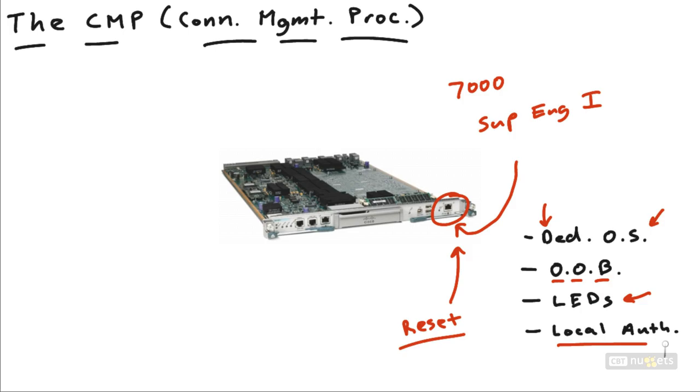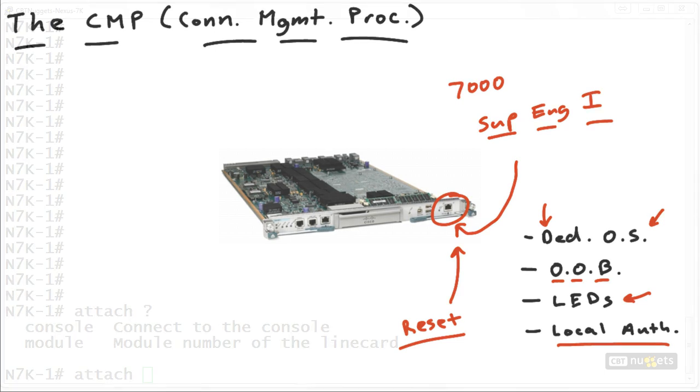As far as user accounts go, it has its own local authentication that it can do so that you can set up connectivity management processor accounts and you can access those accounts for managing the system. Once again, I must remind you, this is on the Supervisor Engine 1, and the Supervisor Engine 2 and 2E from Cisco Systems does not possess such a capability.